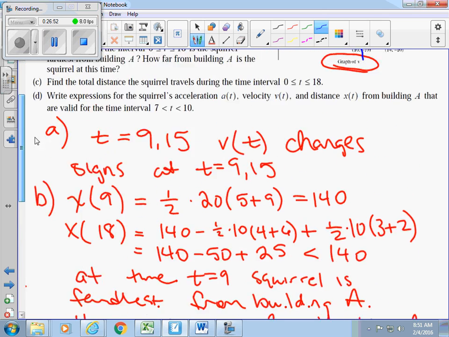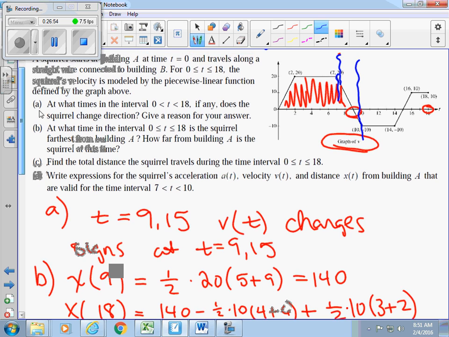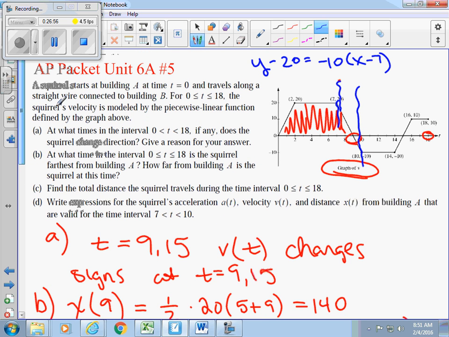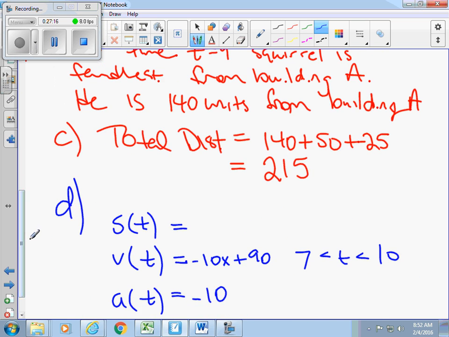For s of t, would you agree I have to use an antiderivative? Now, for the velocity I could use a line sitting there, I could find the equation of the line. For s of t, I am going to have to use an antiderivative. And I know at time 0, I'm at position 0, right? So I have an initial condition for position.